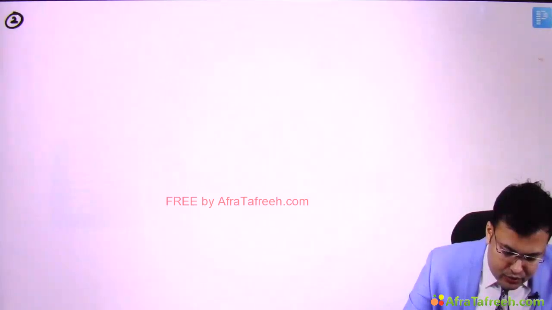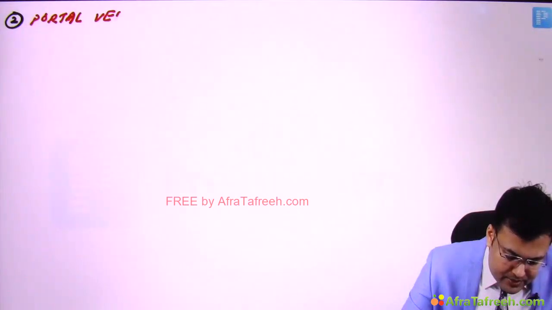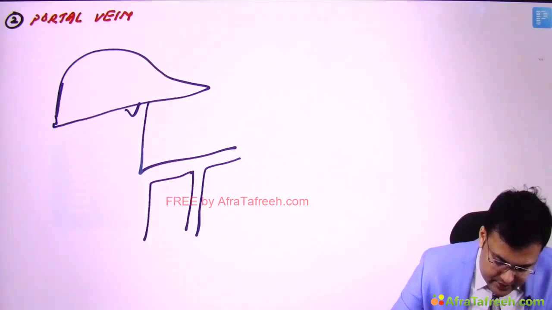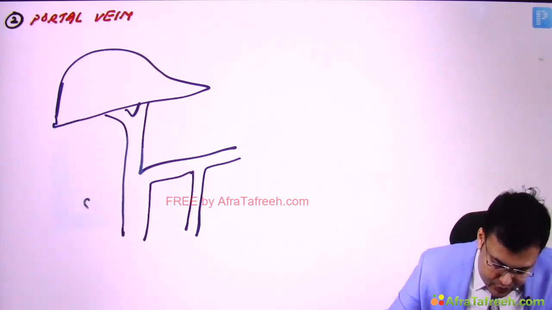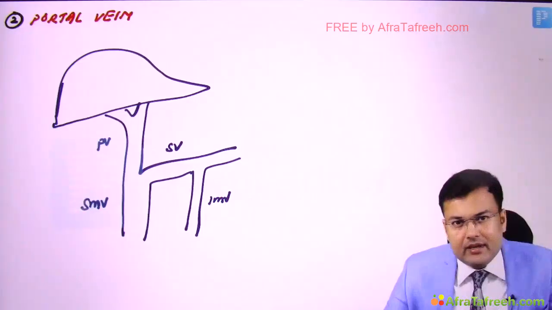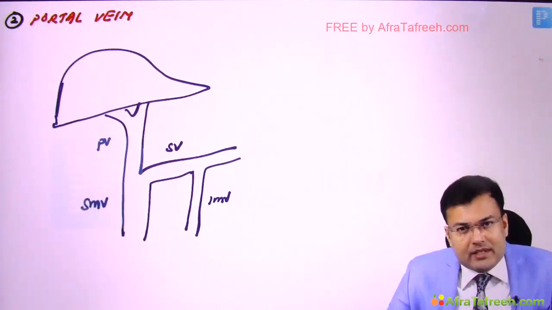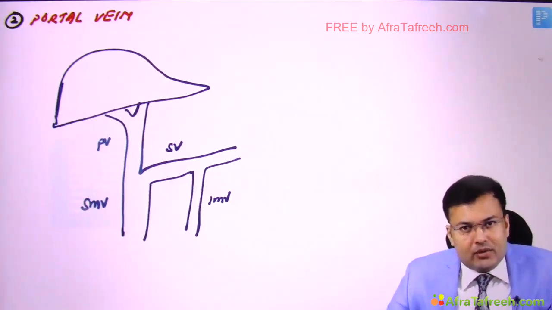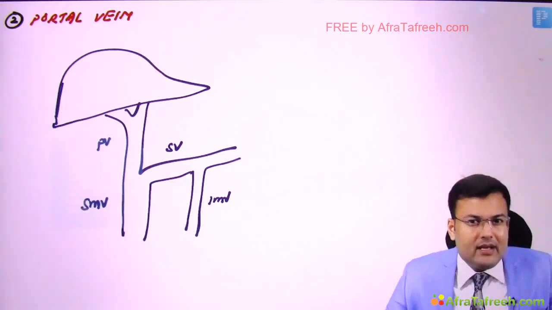The second most common route is portal vein. Now see how this portal vein is formed. This is the liver. Clear? This is the inferior mesenteric vein. This is splenic vein. This is superior mesenteric vein. This is portal vein. Clear? Inferior mesenteric vein, there is splenic vein, superior mesenteric vein and portal vein, right? Now see, if some patient is having acute appendicitis, right, and there is delay in diagnosis.